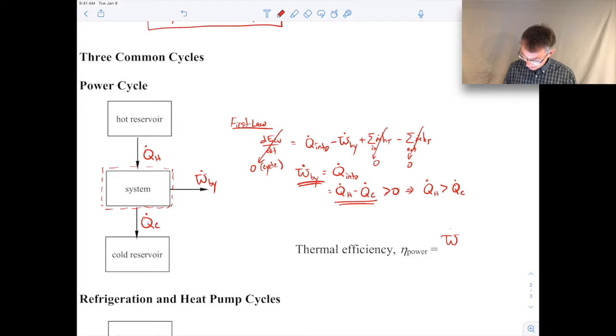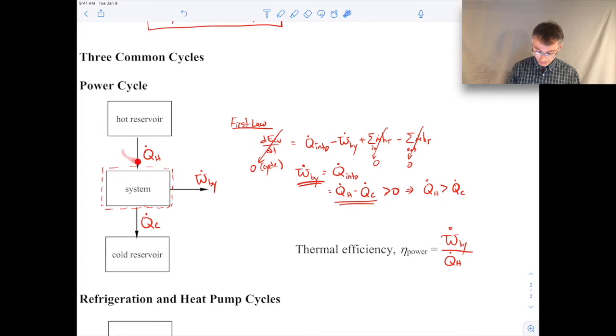We're going to put the power that we get out of it in the numerator, because we're trying to maximize that. We're trying to get as much power out of the power cycle as possible. And then the cost, the thing that we're trying to minimize, is the energy we have to put into it, the Q dot H. The way to think about the definition here is we're trying to maximize the power we get out while trying to minimize how much energy we have to put in. The Q dot H is where our costs are.